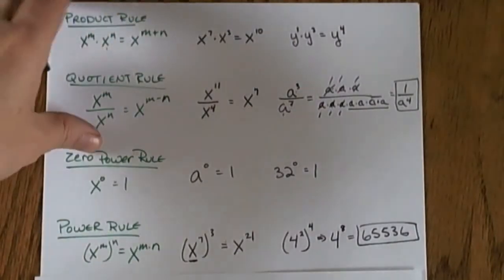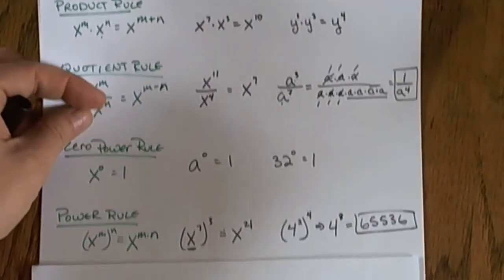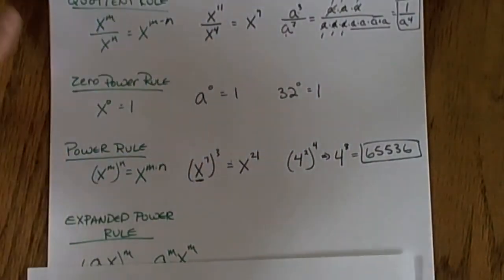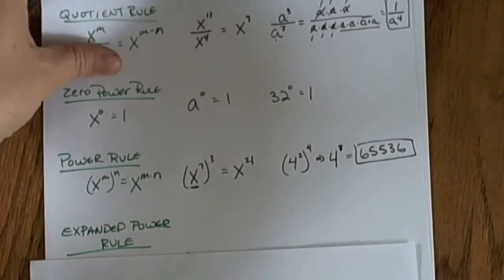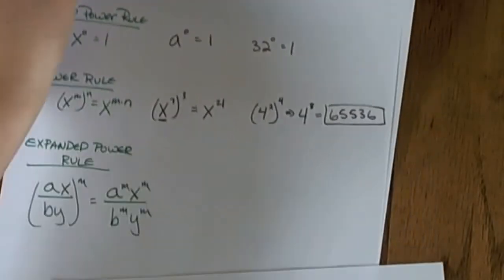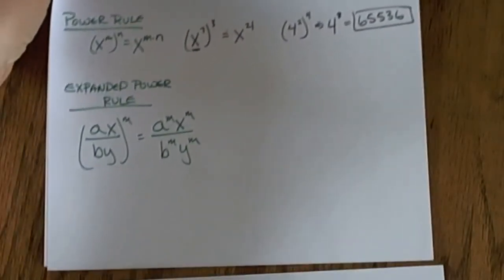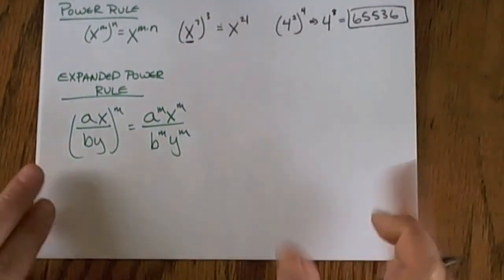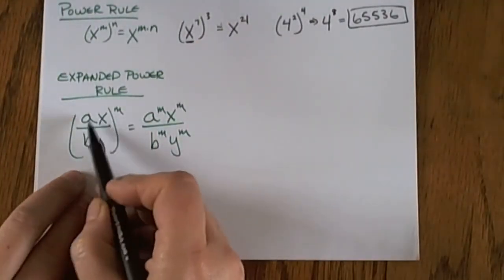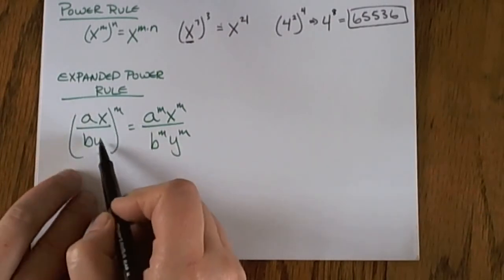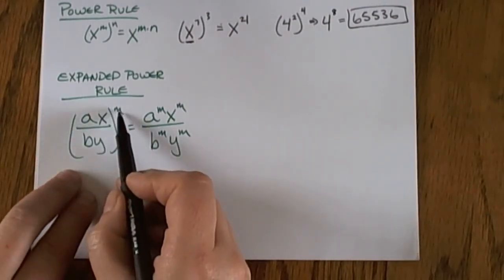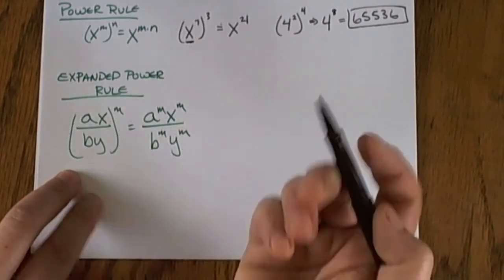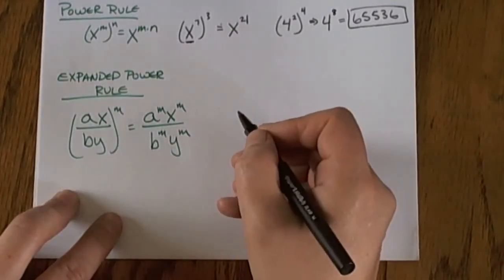The last rule we learned was called the expanded power rule. Let me scoot this up so we have room to look at that last rule. The expanded power rule says this: if we have some factors inside parentheses and they're taken to a power, then each thing in the parentheses is taken to that power. So let's look at a couple examples.